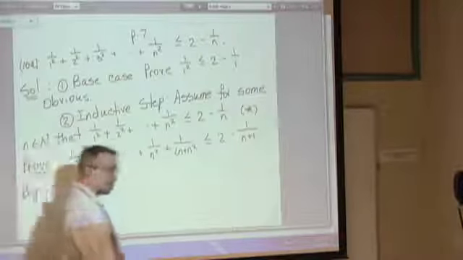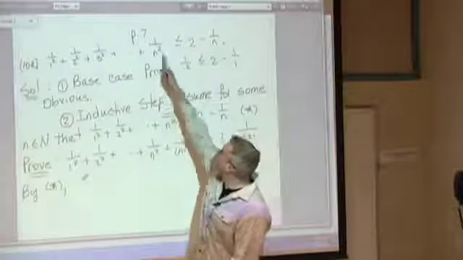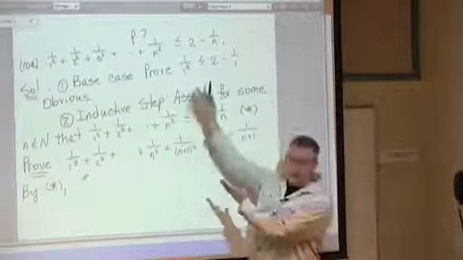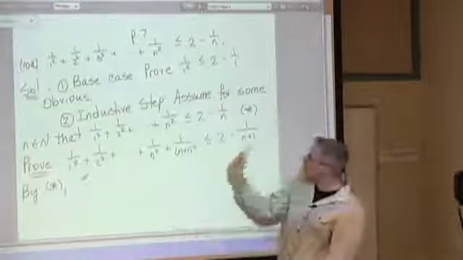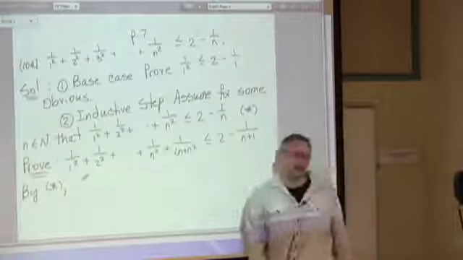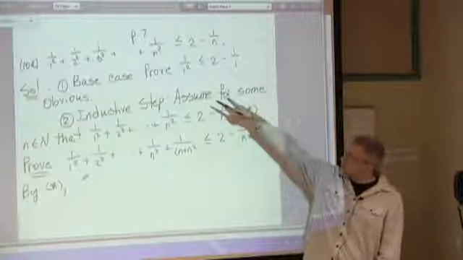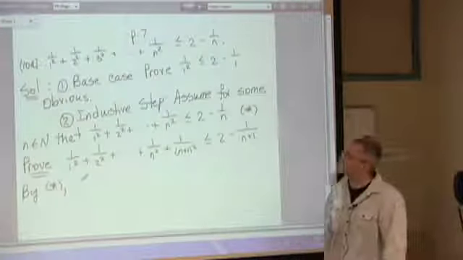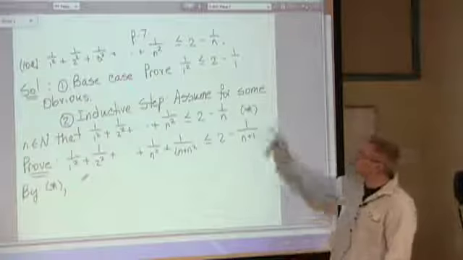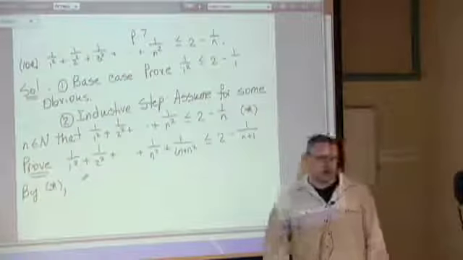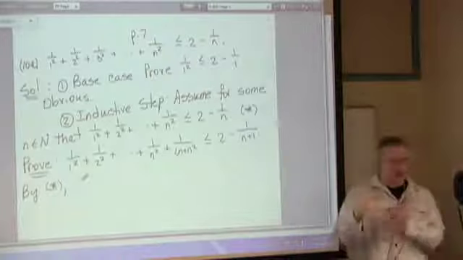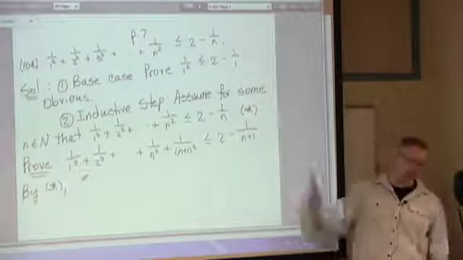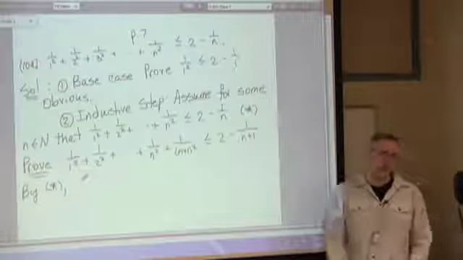Notice, this is probably a better way to say it. This guy right here and this guy right here are the same. So if I'm going to n plus 1, it still has to have the same form. Just imagine that n was 4. Then the assertion would be 1 over 1 squared plus 1 over 2 squared plus 1 over 3 squared plus 1 over 4 squared is less than or equal to 2 minus 1 over 4. So wherever you end up is less than or equal to 2 minus 1 over wherever you ended up. That's exactly what the assertion is saying.